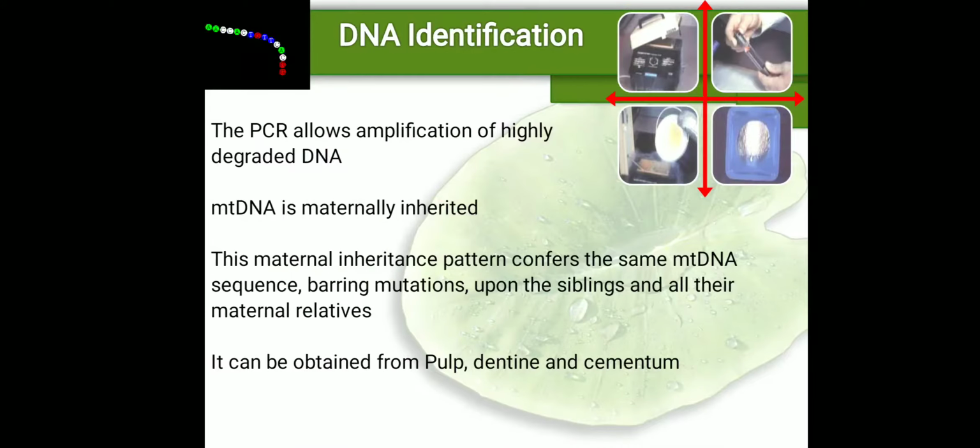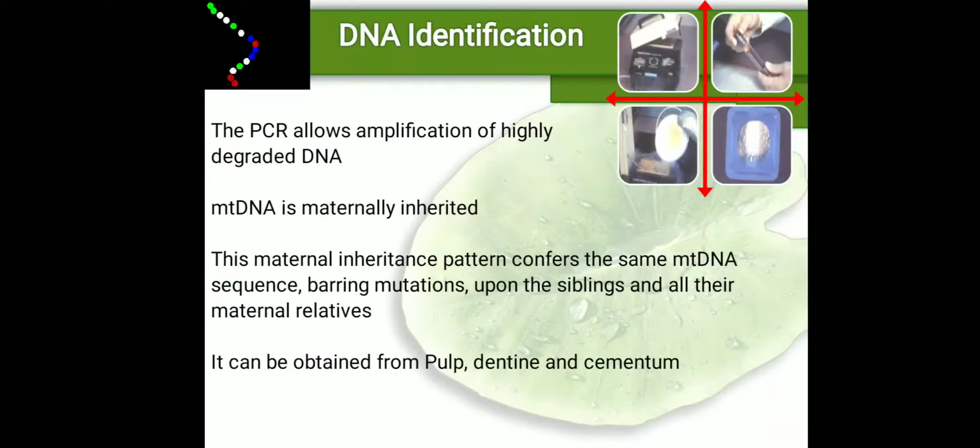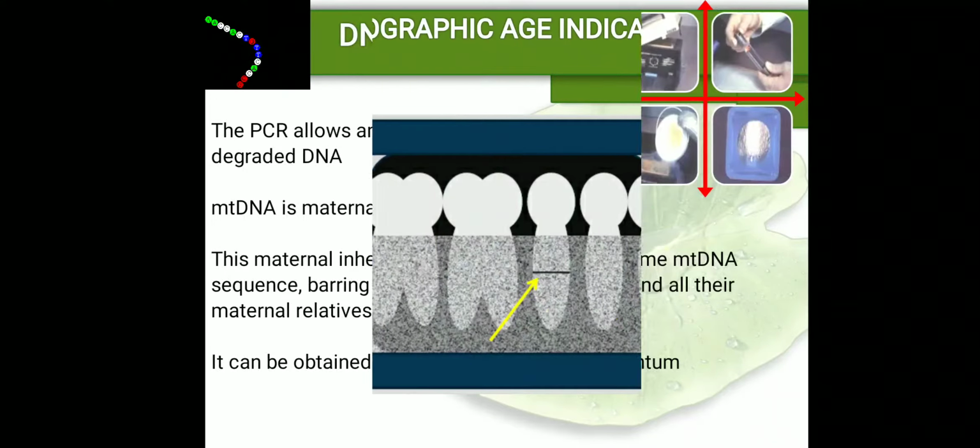Now, DNA identification is also done for forensic samples. PCR allows amplification of highly degraded DNA. Mitochondrial DNA is maternally inherited. This thing is to be noted down.